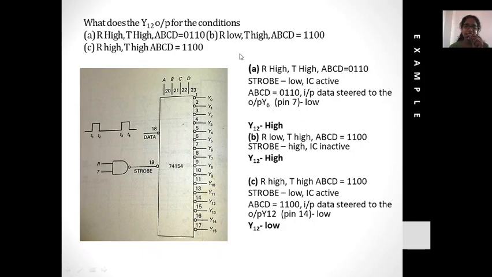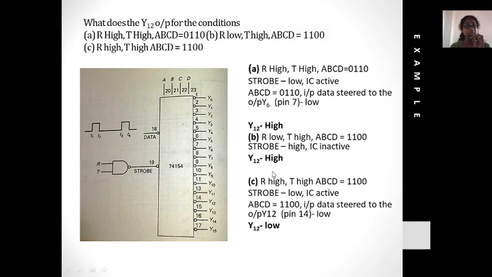So let's get into the next condition, R low, T high. What is the condition? Yes, R low, T high. Output of the NAND gate is high. What will happen? The IC is inactive. IC inactive means all the output lines will be high. So Y12 is also high. So the answer is Y12 high.